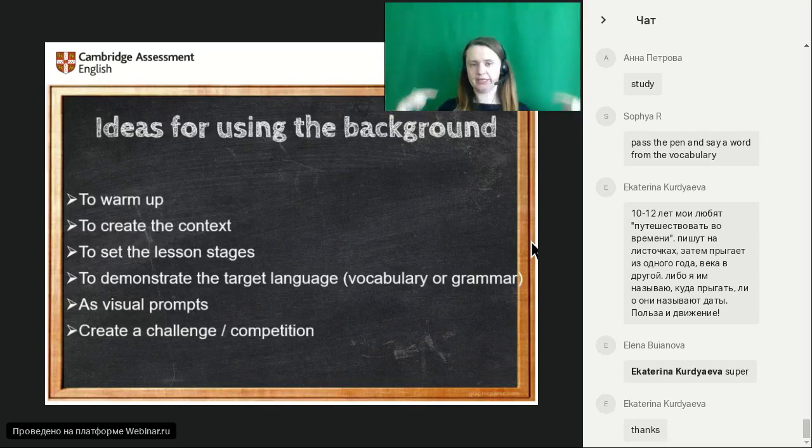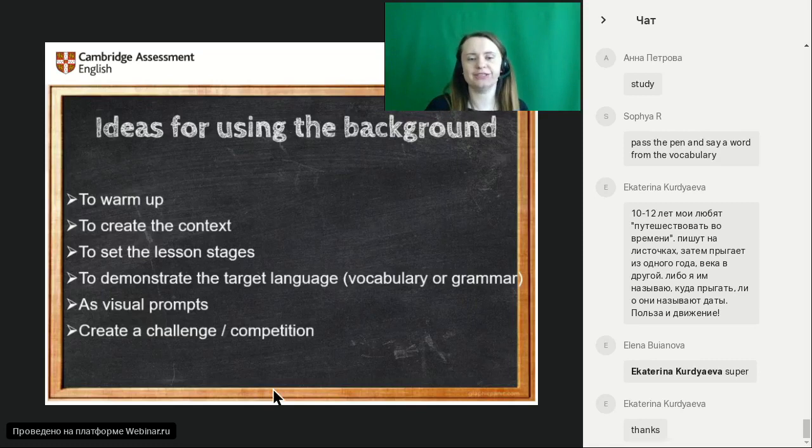So I have it here. I write these words. I create a special slide, a JPEG image, and I put them on two sides so they can always refer to these words if it's vocabulary or grammar. I use the background as visual prompts, and we use this background with my students to create a challenge or a competition. And I'm going to tell you about the last point before I move back.